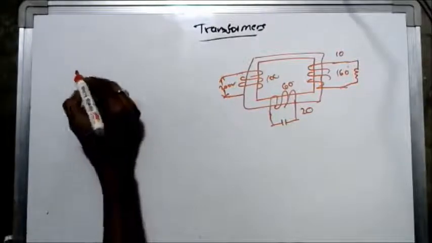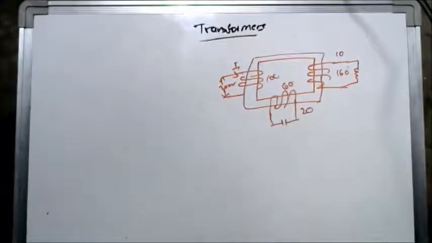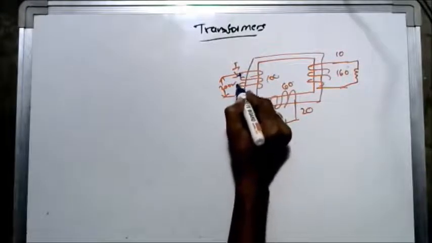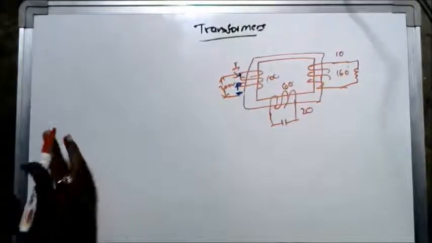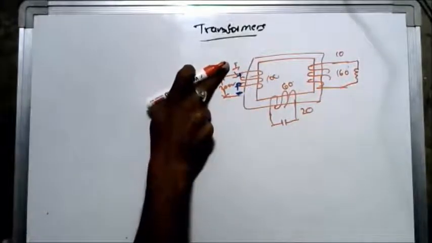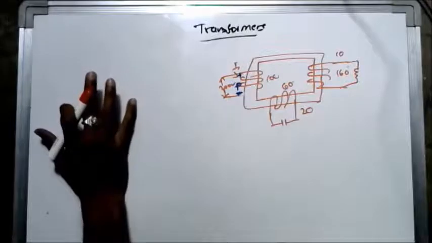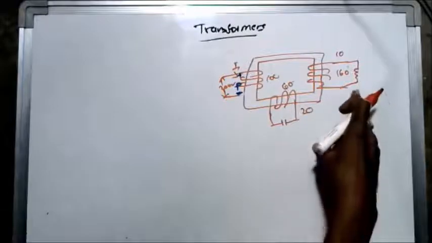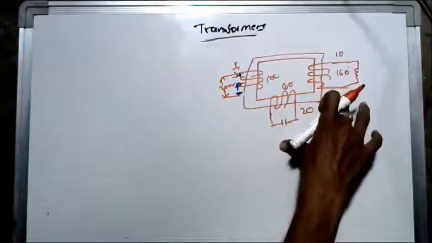We have to find I1, and the polarities are marked in the primary winding P. We have to mark the polarities at the secondary and the current directions. So first we have to find I1. To find I1, we will refer the secondary currents to the primary, neglecting the excitation current. In the secondary current, we have to take the phasor sum of the two windings.